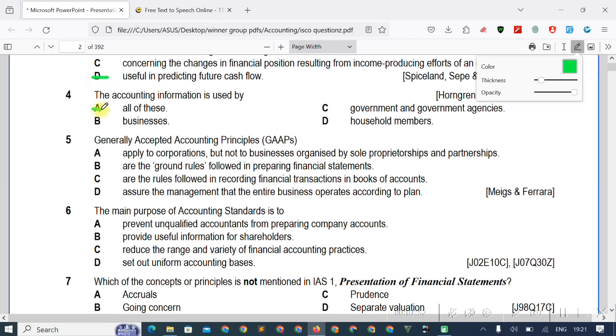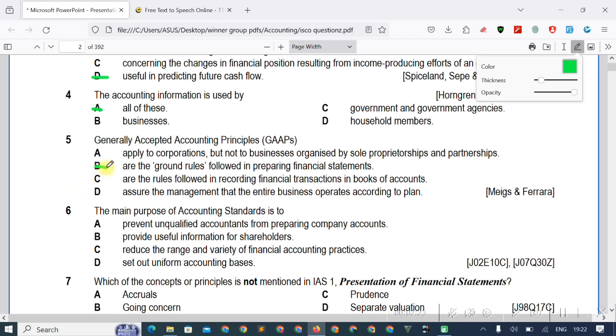5. Generally accepted accounting principles. A. apply to corporations, but not to businesses organized by sole proprietorships and partnerships. B. are the ground rules followed in preparing financial statements. C. are the rules followed in recording financial transactions in books of accounts. D. assure the management that the entire business operates according to plan. The answer is B. are the ground rules followed in preparing financial statements.